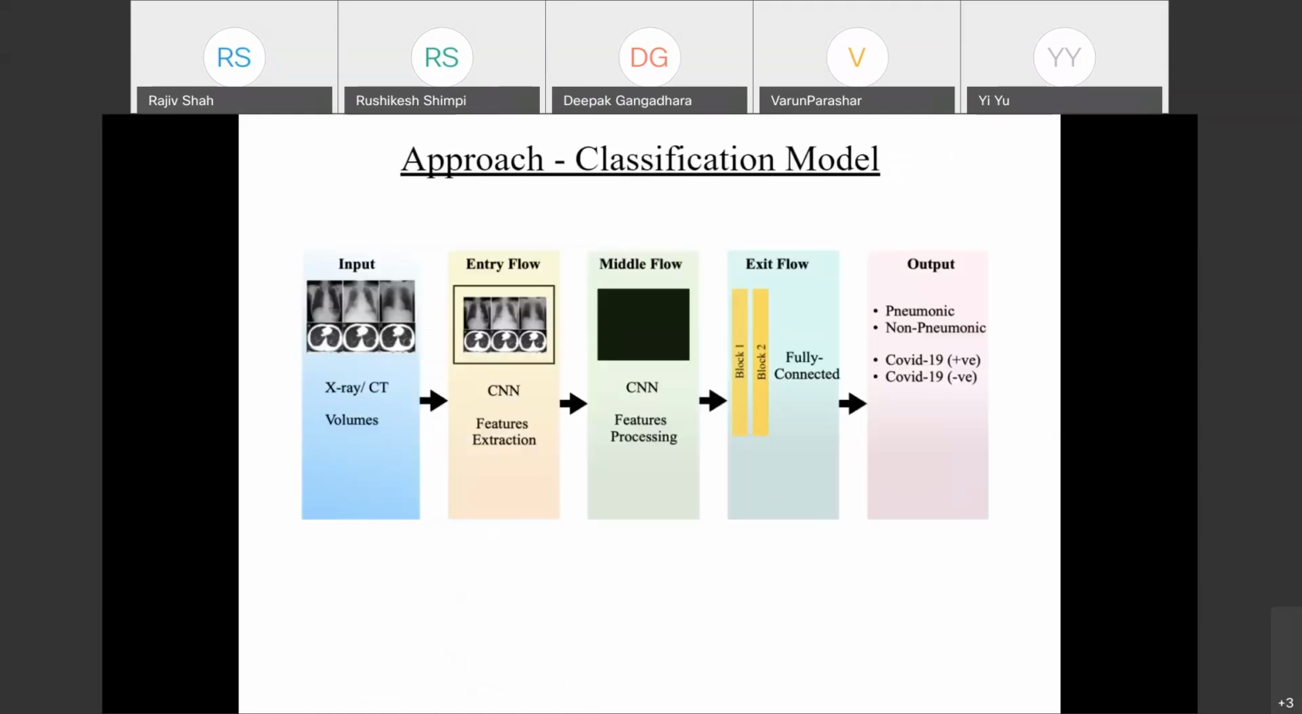Coming to the classification model, you can see here the schematic diagram of our overall architecture. So as a whole, the entry flow, middle flow, and exit flow facilitate feature extraction, feature processing, and producing the output respectively. Therefore, the architecture as a whole has been inspired by state-of-the-art convolutional blocks for Inception, DenseNet, and Xception by combining appropriate features from the nodes, ensuring smooth gradient flow and fast convolutions.